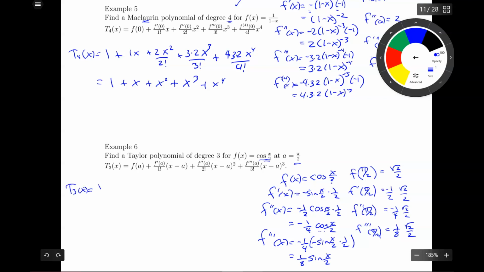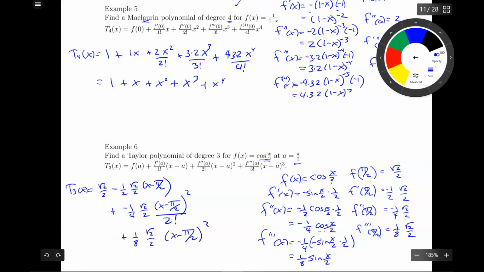Here we go. So I get root 2 over 2 minus 1/2 root 2 over 2 times x minus pi over 2 to the 1 power plus, and let's put it down here, a negative 1/4 root 2 over 2 times x minus pi over 2 squared over 2 factorial, and then plus 1/8 root 2 over 2 times x minus pi over 2 cubed over 3 factorial.